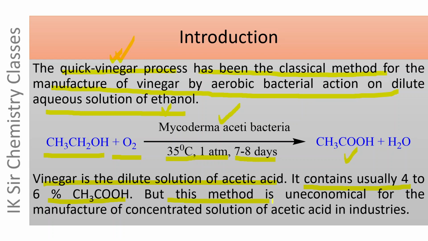But this method is uneconomical for the manufacture of concentrated solution of acetic acid in industries. This classical quick vinegar process is suitable for the manufacture of vinegar, but it is not suitable for the manufacture of concentrated solution of acetic acid in industries.